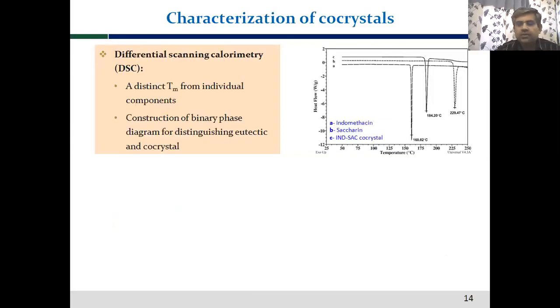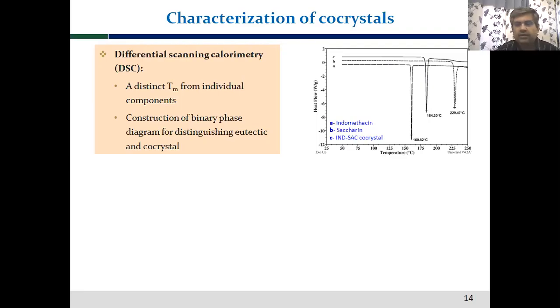The characterization of the co-crystals is done in a manner which is very similar to characterization of any new solid form. So you can carry out the thermal characterization using the differential scanning calorimeter. So here is one example of indomethacin saccharin co-crystal. A is the heating curve of indomethacin, B is that of saccharin, and C is that of the co-crystal. So you can see the co-crystal has a melting point which is in between the melting point of saccharin and indomethacin.